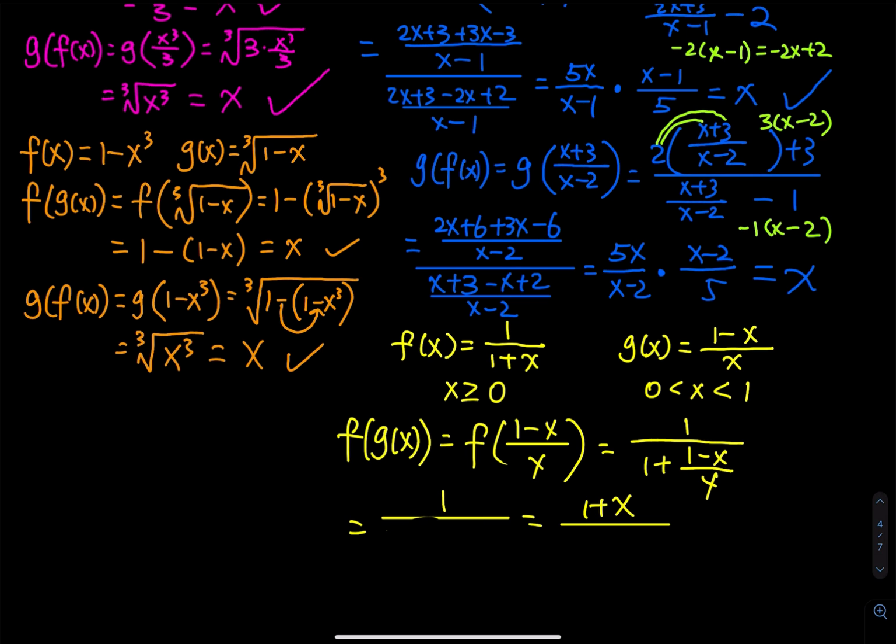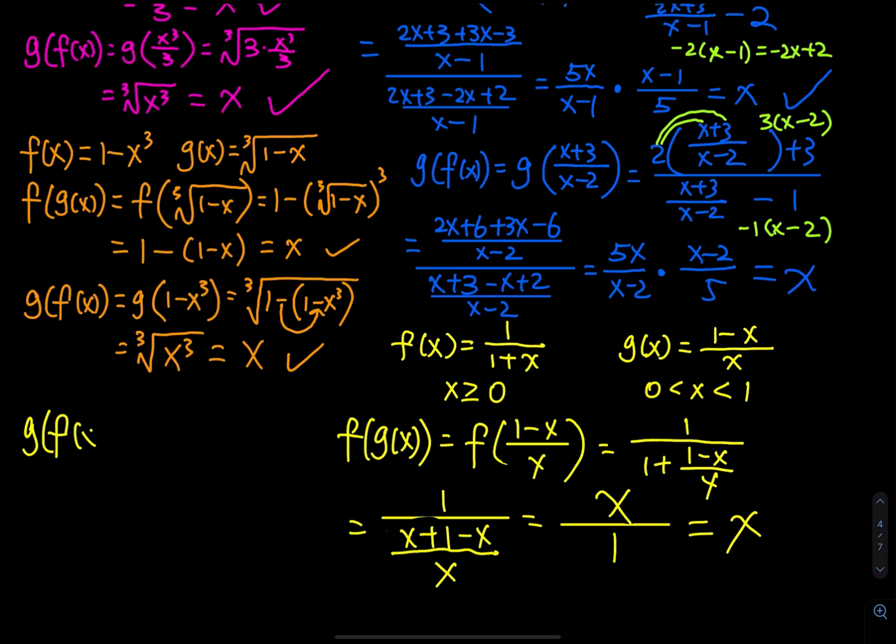So the common denominator is x, and then this is x plus 1 minus x. So x minus x is gone, and then you have to flip this individual x to the top, and the bottom is just 1, so you have an x. Right? You have an x. And then how about the other one? G of f. G of f is g of 1 over 1 plus x.